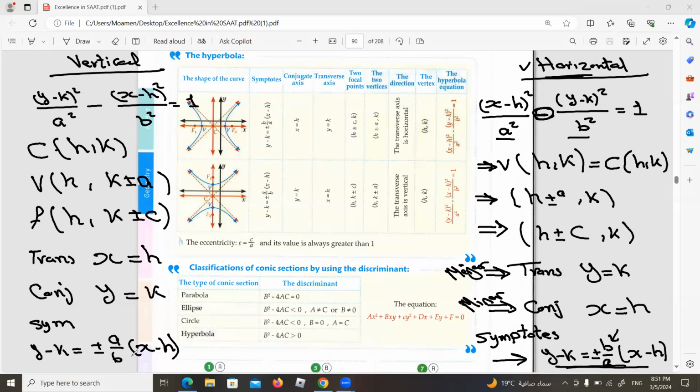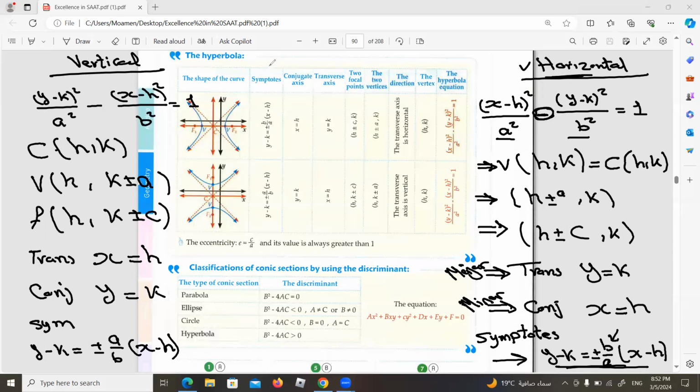These are the features for vertical and horizontal. The differences between a hyperbola and an ellipse are: first, the middle sign; second, the value of a and the value of b. In the ellipse, the value of a is always the largest number, and b is the smaller one. But here it depends on the order, a and then b.